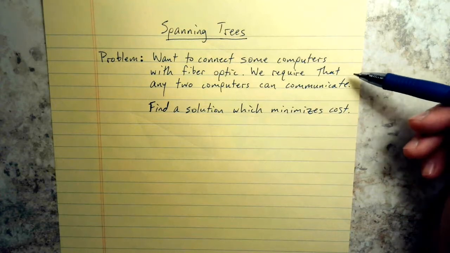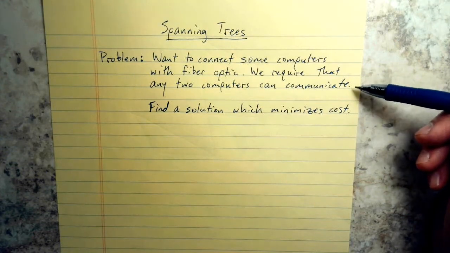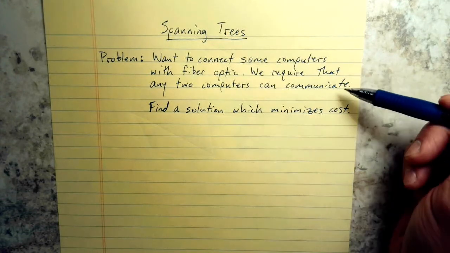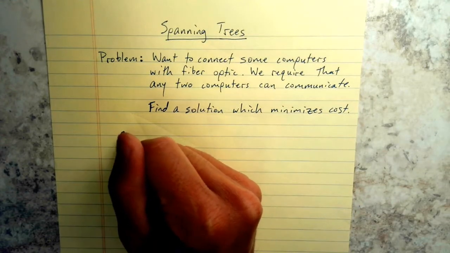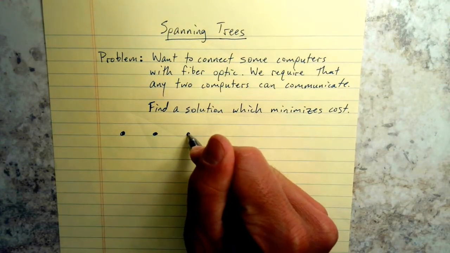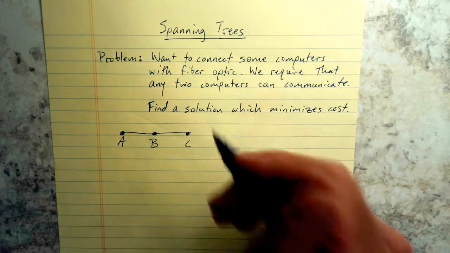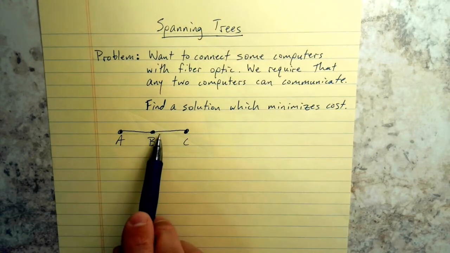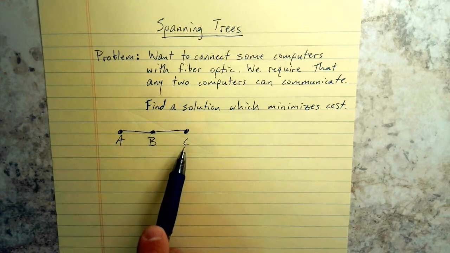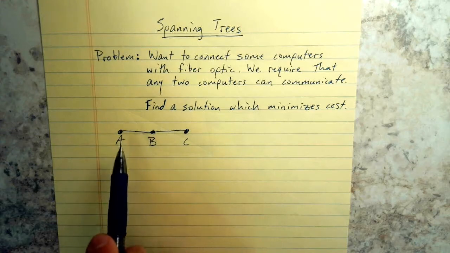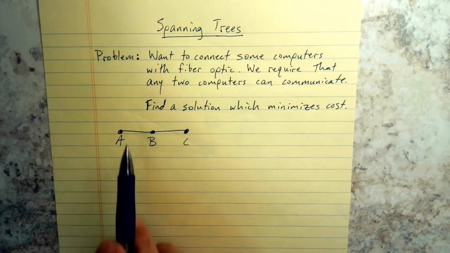So our solution is such that we require that any two computers can communicate with each other, and then we want to find a solution which minimizes the cost, and that's the cost of the fiber optics. So by communicate with each other, we mean that if you had three computers in such a configuration, and let's call these A, B, and C, if you had connections between A and B, and then B and C, then we would say that A and C can communicate. So we don't mean that they have to be directly connected, but if they can talk through another computer, then that's okay.